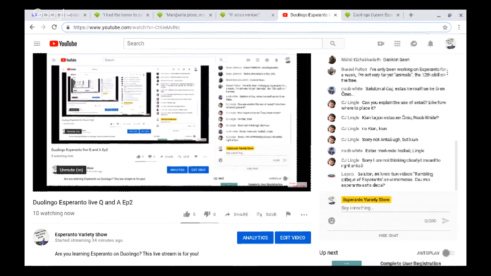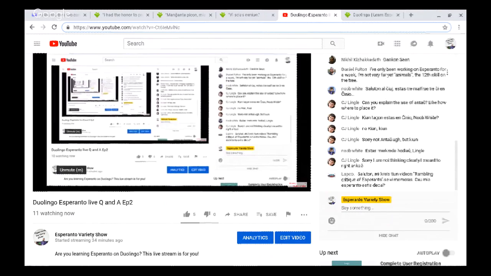Estas merkredo. Sorry, I'm not thinking clearly. I meant to ask ankaŭ. Ankaŭ. Yeah. Okay, yep, that's the other thing. Ankaŭ and antaŭ. There's one letter difference. That makes perfect sense. All right. So ankaŭ goes best before the word it modifies, right?